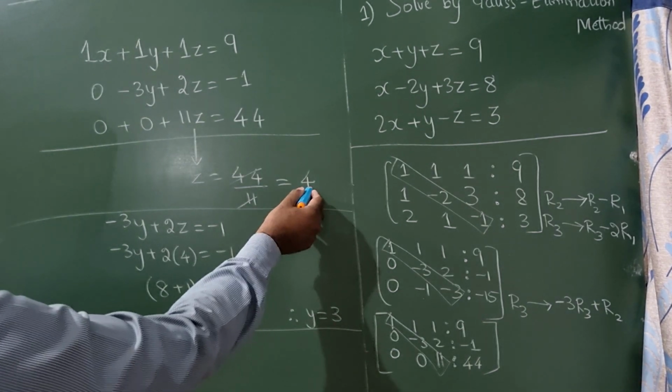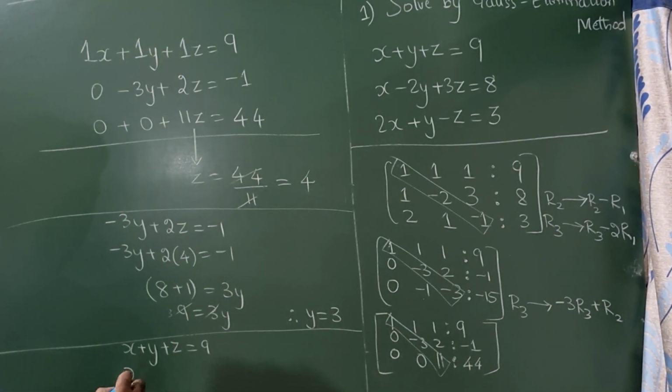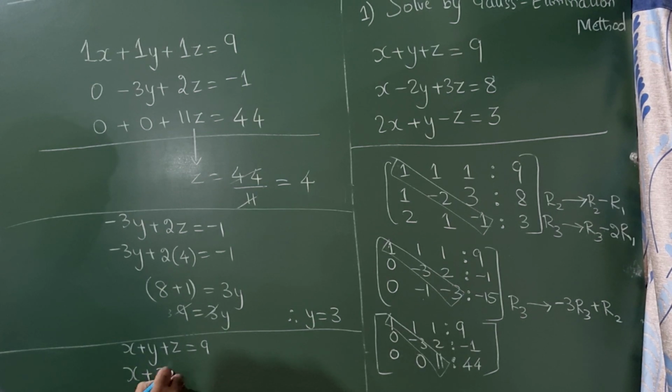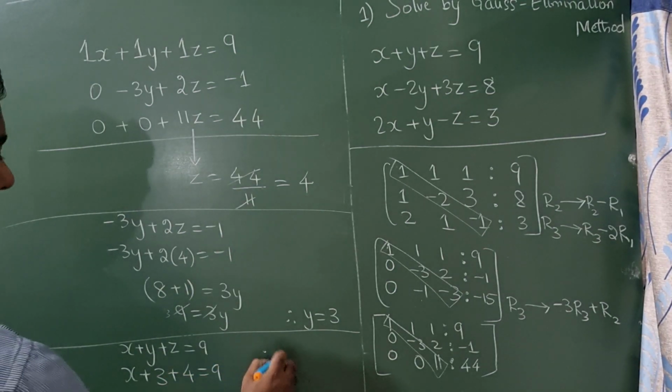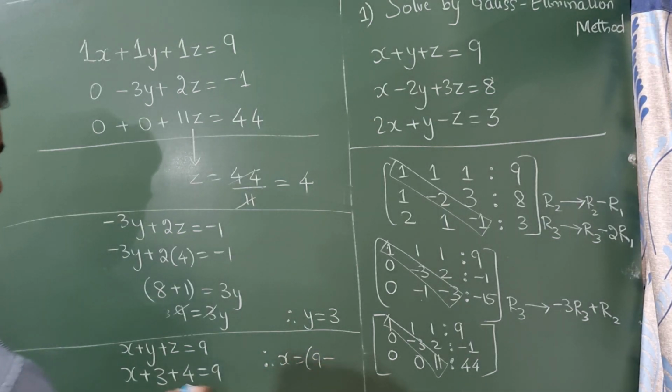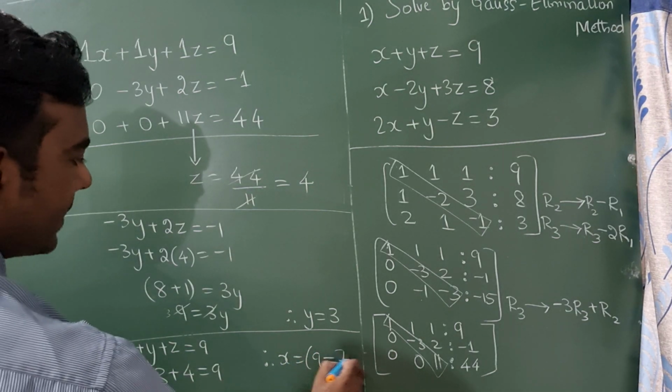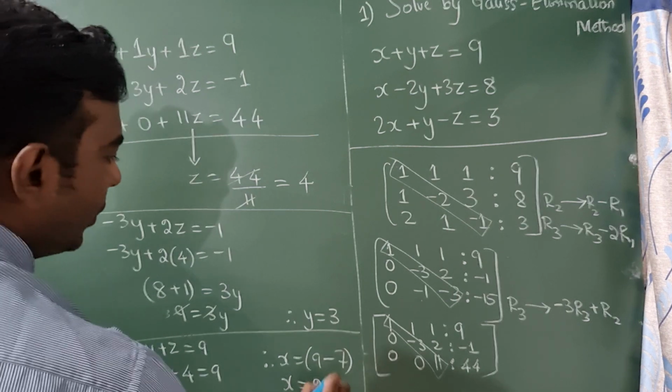Substitute the y value and z value in the first equation. So x plus y value is 3, z value is 4, is equal to 9. Therefore x is equal to 9 minus 3 plus 4, which is 7. So x is equal to 2.